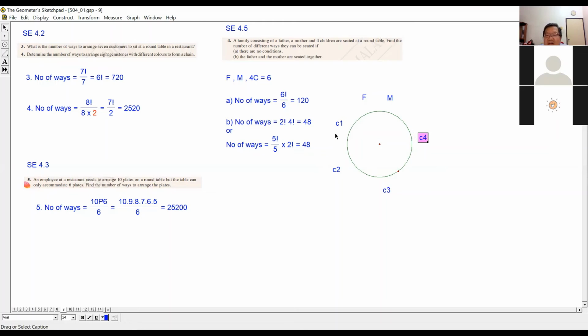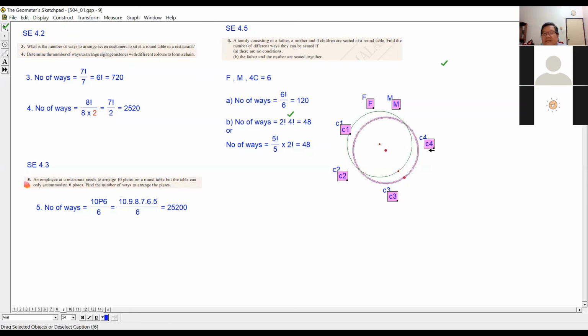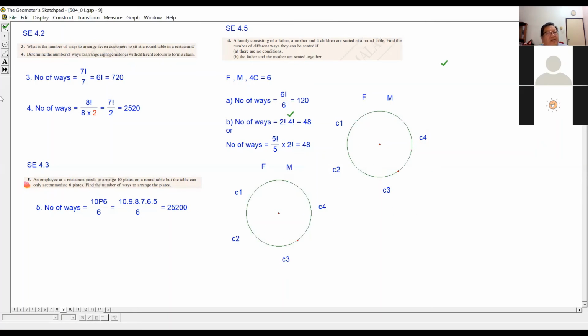Okay, right. Now these 4 children, how many ways can they be arranged? They sit here, it will be 4 factorial, right? But the thing is, the father and mother, they can actually interchange the place. So the other arrangement will be the mother sit here, then the father sit on the other side.